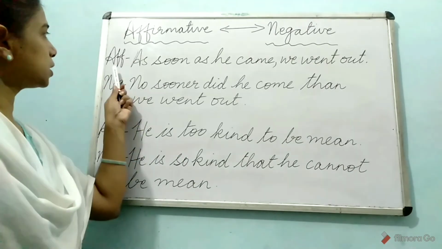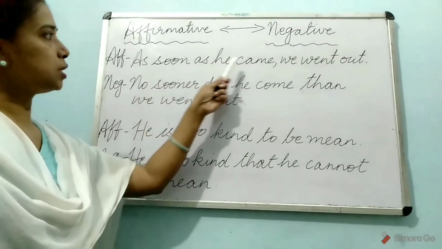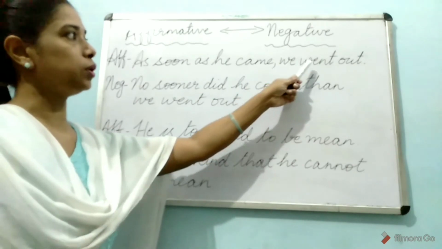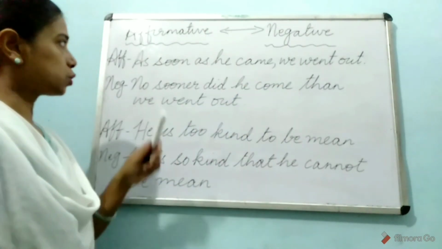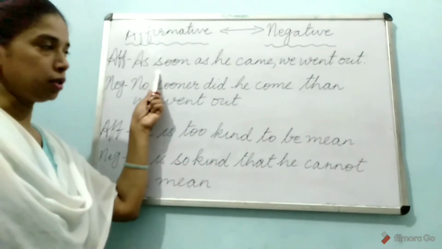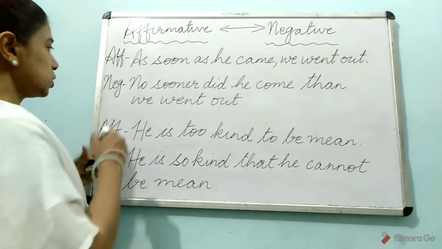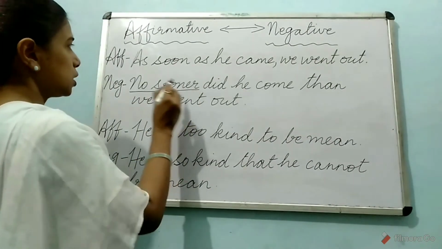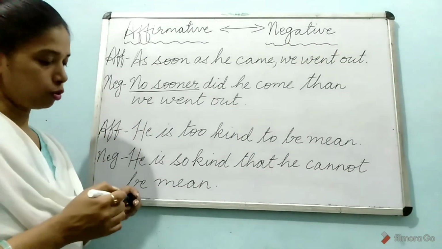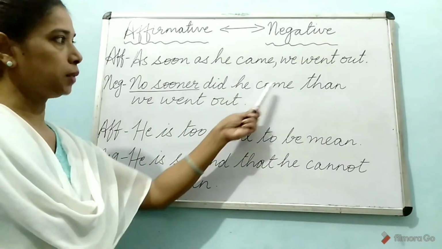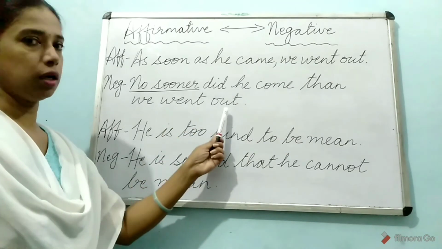Now here your affirmative sentence is, "As soon as he came, we went out." So when a sentence like this comes, children, you just change it into the "no sooner" sentence. So your negative will be "no sooner." "As soon as" will become "No sooner did he come than we went out."